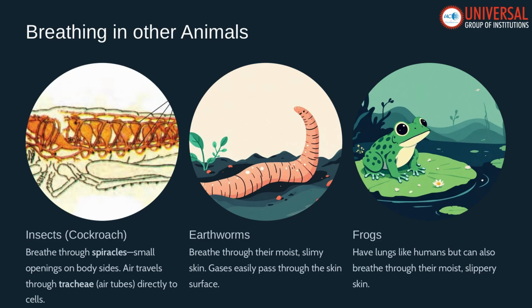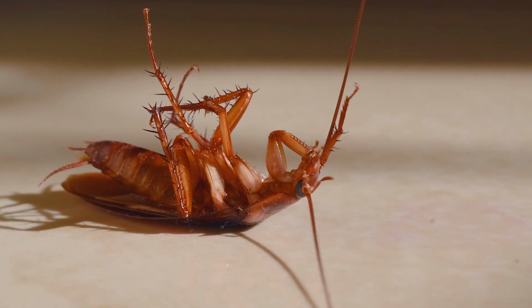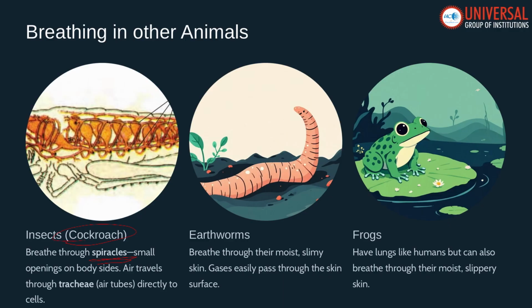So we'll first start with the insects, which is the cockroach. So cockroaches do not use lungs. They don't have lungs, and they breathe through tiny openings on the sides of their body called spiracles. So they have tiny pores on the outer sides of their body which help in respiration. So air enters through these spiracles and travels inside a network of air tubes known as trachea and directly reaches the cells.